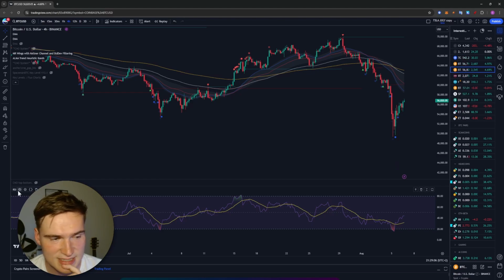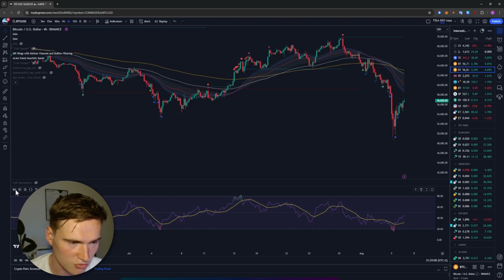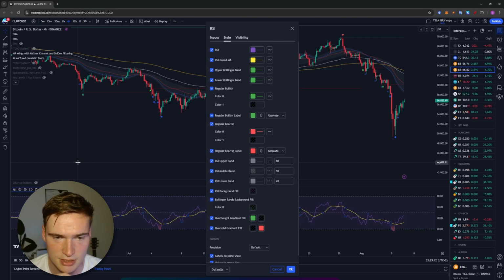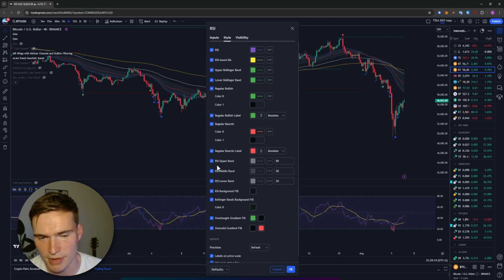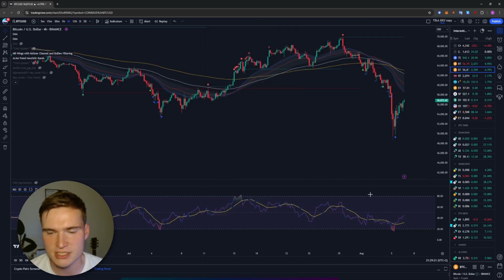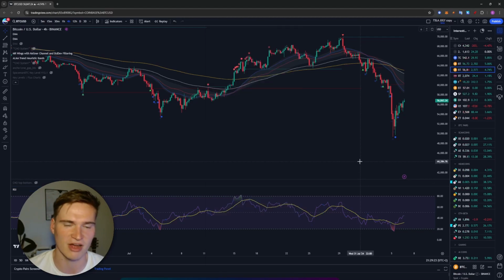What you do then is you go to settings, which you will find if you scroll over the name. You go to the little settings button, and what you'll do then is you will make the RSI upper band 80 and the RSI lower band 20. All right. You need to do that because that provides better readings of the RSI, I think.